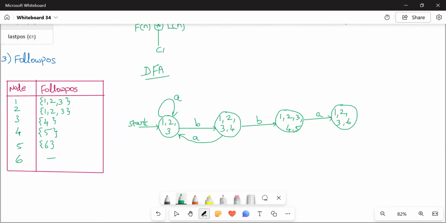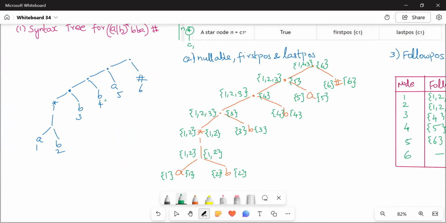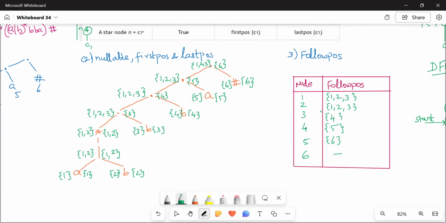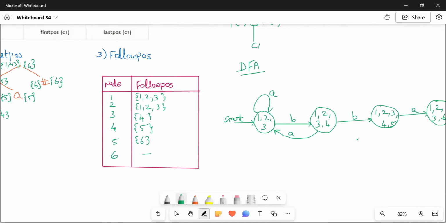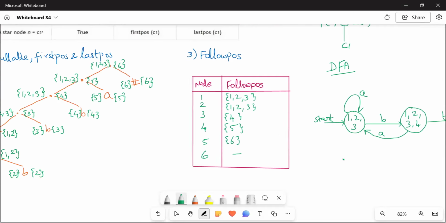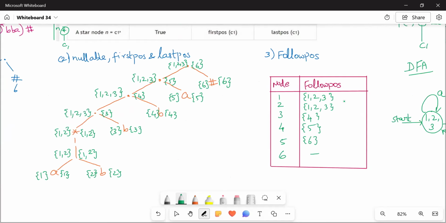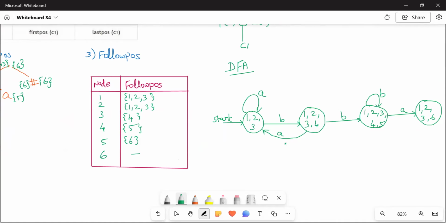Then from 1, 2, 3, 4, 5, B appears in 2, 3, 4. So if you find follow position for 2, 3, 4, we will get 1, 2, 3, 4, 5. So it's a self transition for B. Then from 1, 2, 3, 6, A appears in 1 alone. Now follow position of 1 is 1, 2, 3. So from 1, 2, 3, 6, A goes to 1, 2, 3.